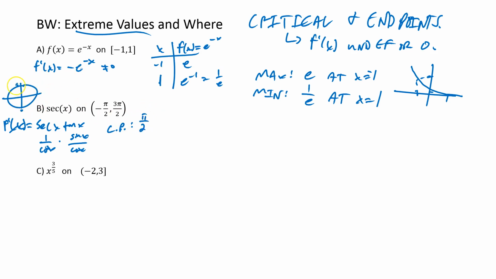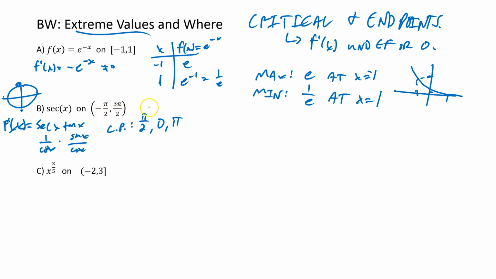So at pi over 2, that's at the top here, cosine is 0. So this whole thing is undefined. And then what else? So pi over 2 is a critical point. And then what else is going to be a critical point? Let's see. Anytime sine is 0 as well, because that's going to make the derivative 0. So 0 and pi are also going to be critical points. So we make our list here with our endpoints and our critical points.